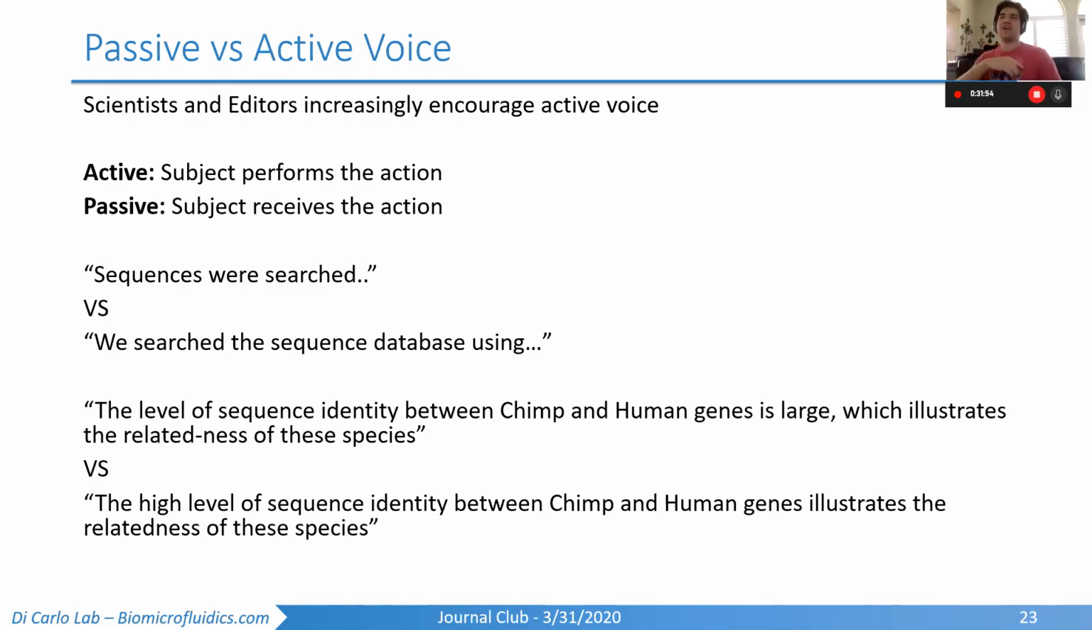So in these two examples, this is only tangentially related to passive and active voice, but you could say something like, the relatedness of chimp and human species is illustrated by the high level of sequence identity, right? I think that depends more on what the focus of your sentence is, and you can make that the subject and present that first. Again, that's up to personal choice. This is all just what we're most comfortable with.